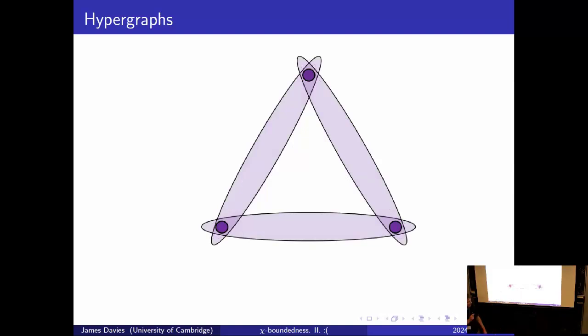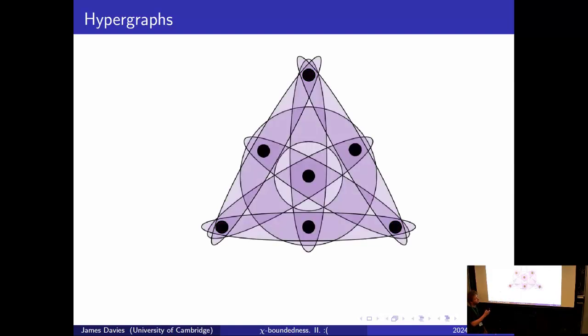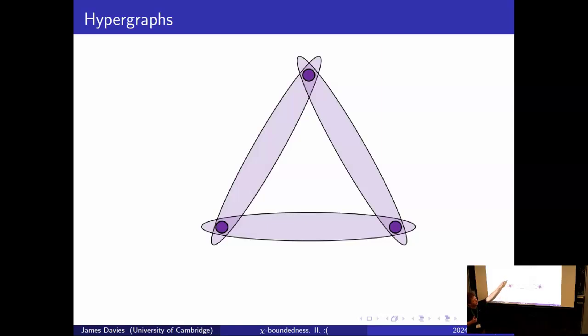And one thing that's different is that we don't have two cycles anymore. We don't have any two hyperedges sharing two vertices. We do have a three cycle, but we don't have two cycles. So now our hypergraph has girth three.